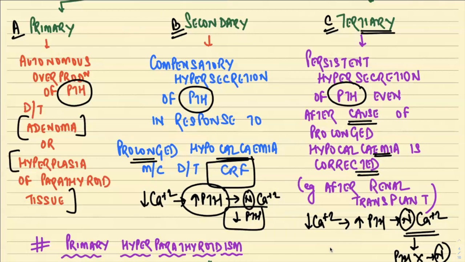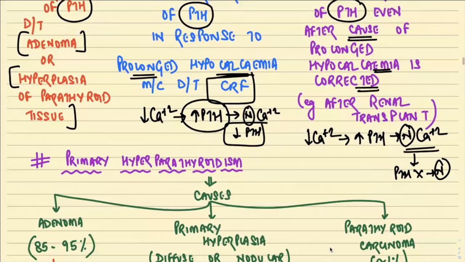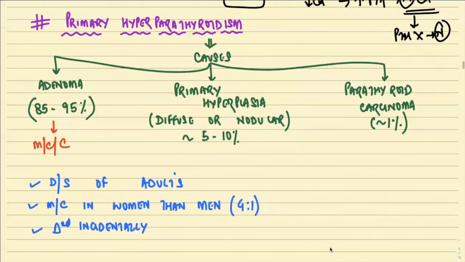Okay, sir. And what would be the status of the serum calcium level in all the subtypes? I will tell you in detail individually when I discuss. Then I will tell you in detail the lab diagnosis of each. Then you will be able to understand properly. Okay. So first we are going to start with primary hyperparathyroidism.